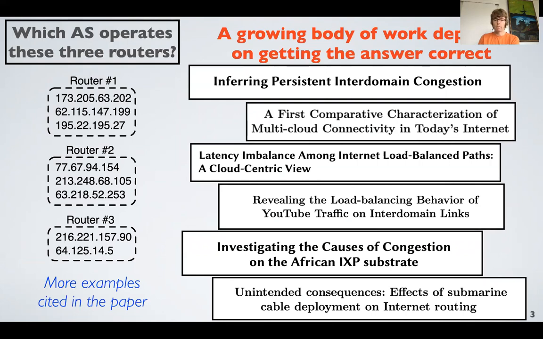There has been recent work looking at patterns of interdomain congestion between networks, and clearly we need to understand who the networks involved are when we are examining interdomain congestion. Similarly, there's work looking at characterizing the cloud connectivity in the internet, as well as the effects of deployment of new cables on internet routing. And there are more examples described in the paper.